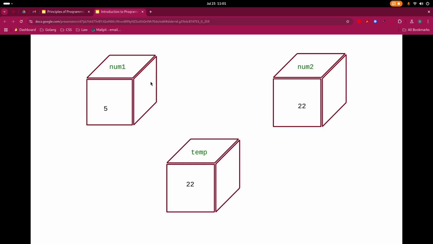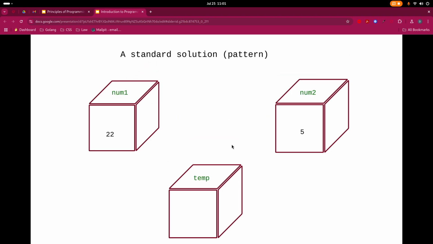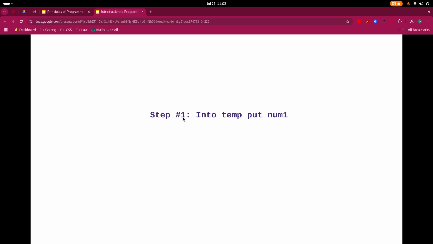So I have done the swapping, because originally I had 22 in num1 and 5 in num2, and we simply use the temp box to help us achieve this swapping. That is our first algorithm, our first pattern. Whenever you're asked to swap 2 values that are in 2 boxes, you simply use a third box to temporarily hold one of the values.